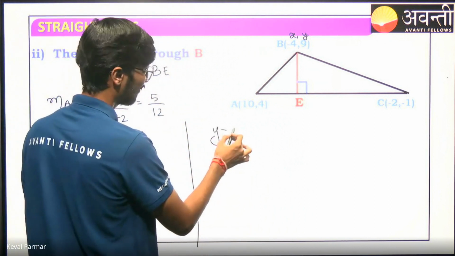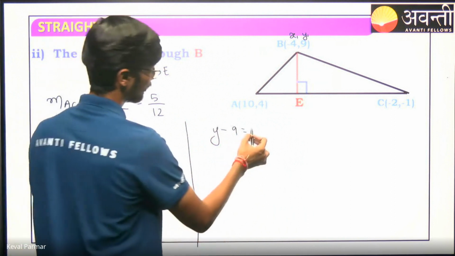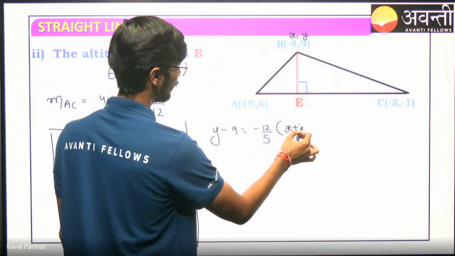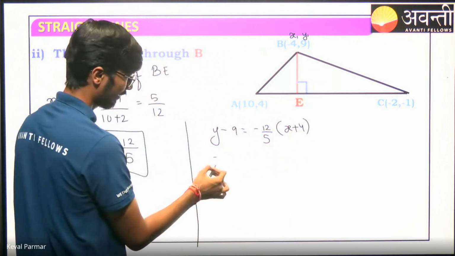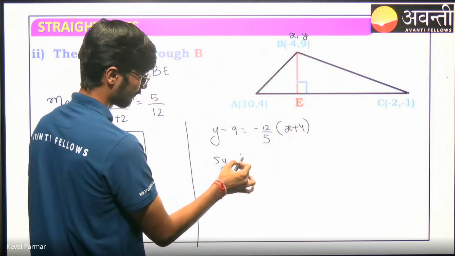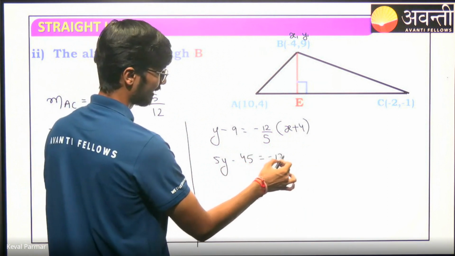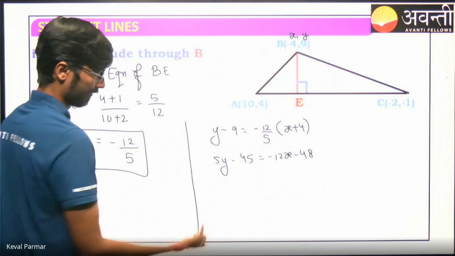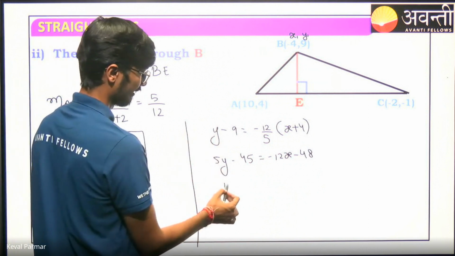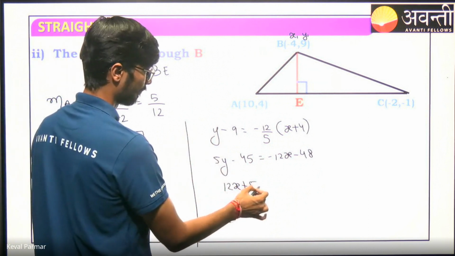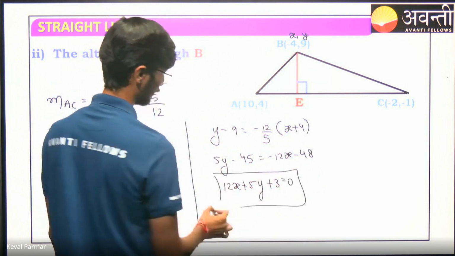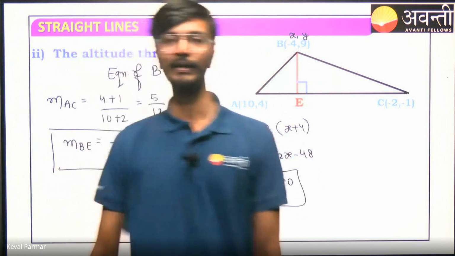So I'll get y minus 9 is equal to minus 12 by 5 into x plus 4. If I cross multiply, I get 5y minus 45 is equal to minus 12x minus 48. If I move everything to the left hand side, I'll get 12x plus 5y plus 3 equals 0. This is my answer. Correct?